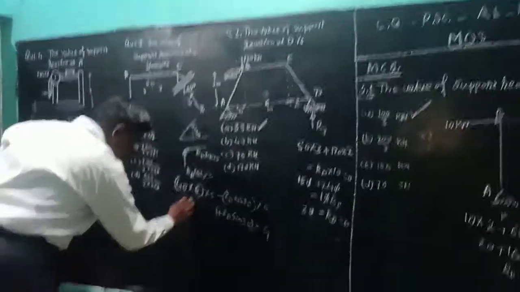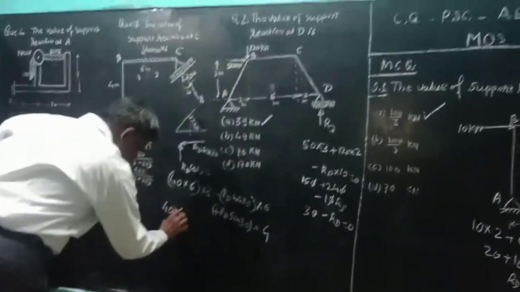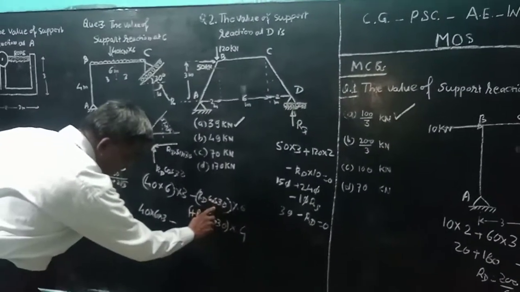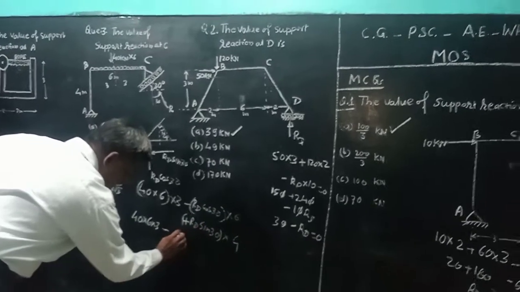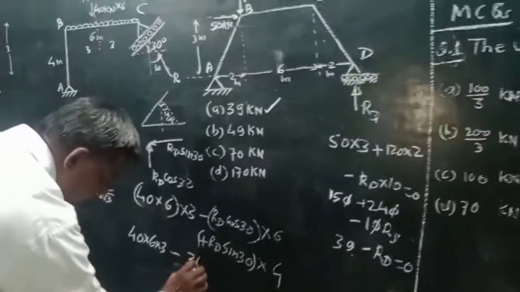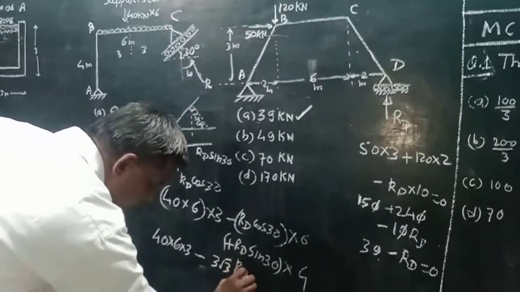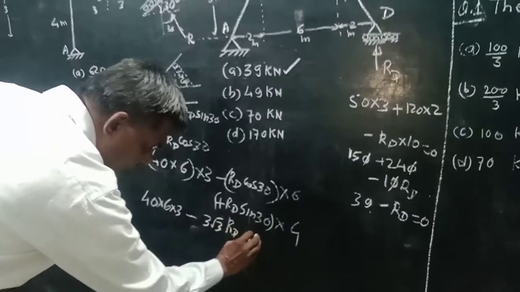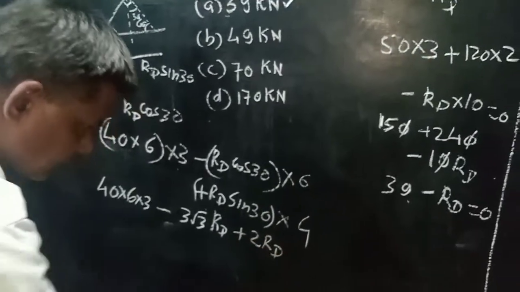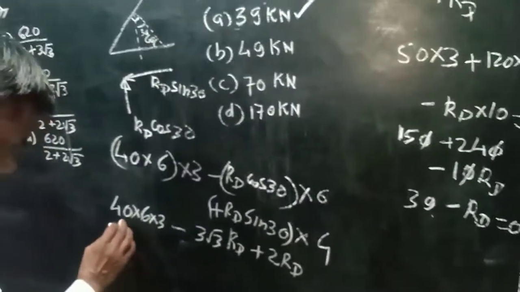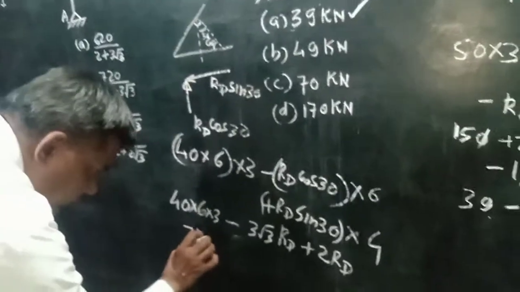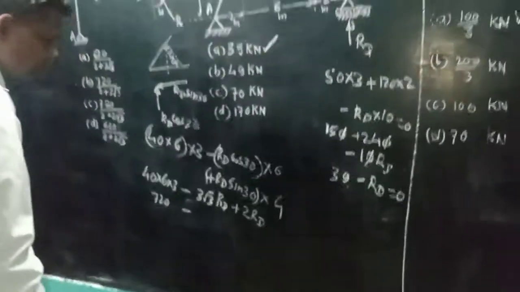So this is 40 multiplied by 6 multiplied by 3, and this is RD cos 30. Cos 30 means root 3 by 2. So 2 times 3 is 3 root 3, so this is equal to 3 root 3 RD. And sin 30 is equal to 1 by 2, so plus 2 RD. So 4 times 6 times 3 is 18, 4 is 72, 720, and this is equal to 2 plus 3 root 3.